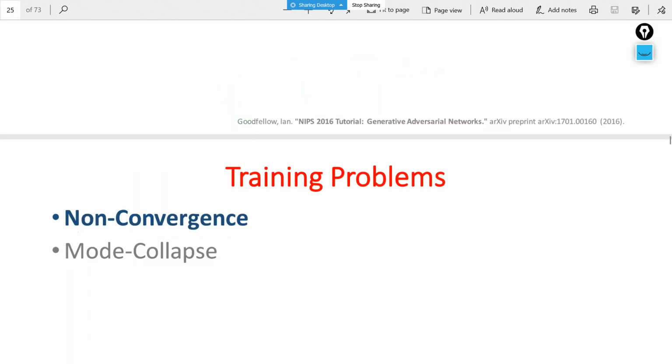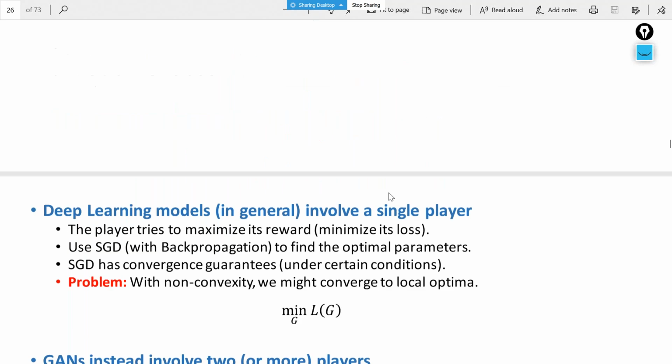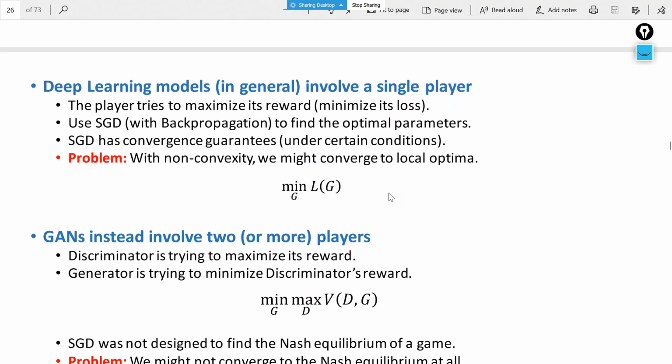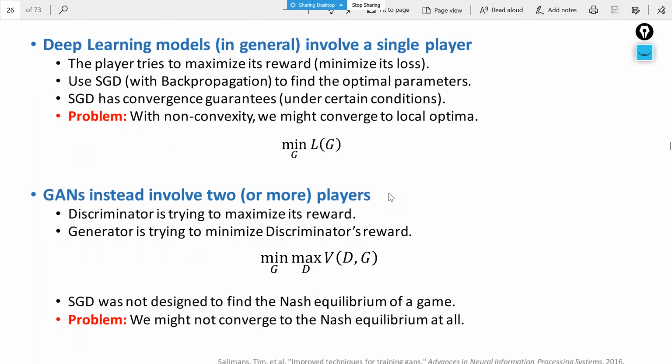One is non-convergence. You can see here, deep learning is about minimizing. Other deep learning models have only one player or one loss function, and it is trying to minimize. So it is fine, either gradient ascent or gradient descent. But in this case, there are two players, one trying to minimize and one trying to maximize. Both are not independent. Both are dependent. When one goes down, another comes up. Because of this, the problem comes. So we may not converge to the Nash equilibrium at all. That's what is seen over here.